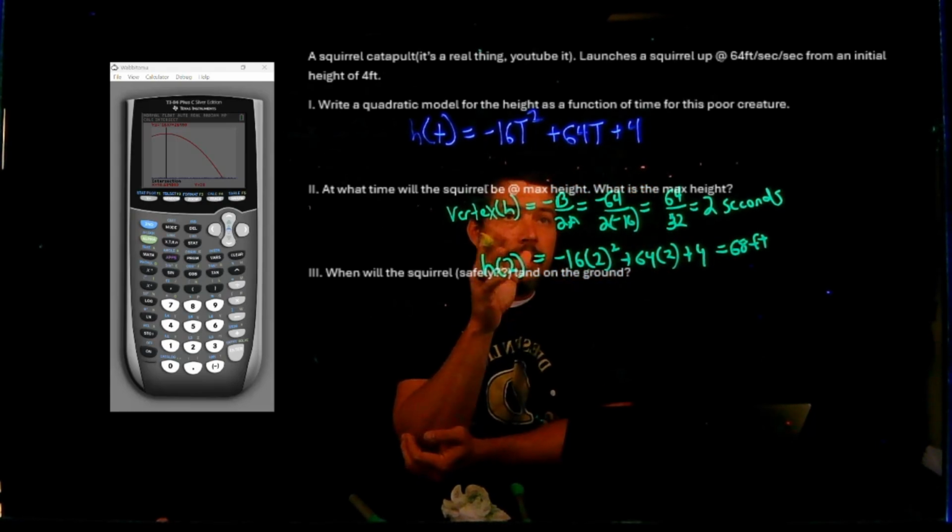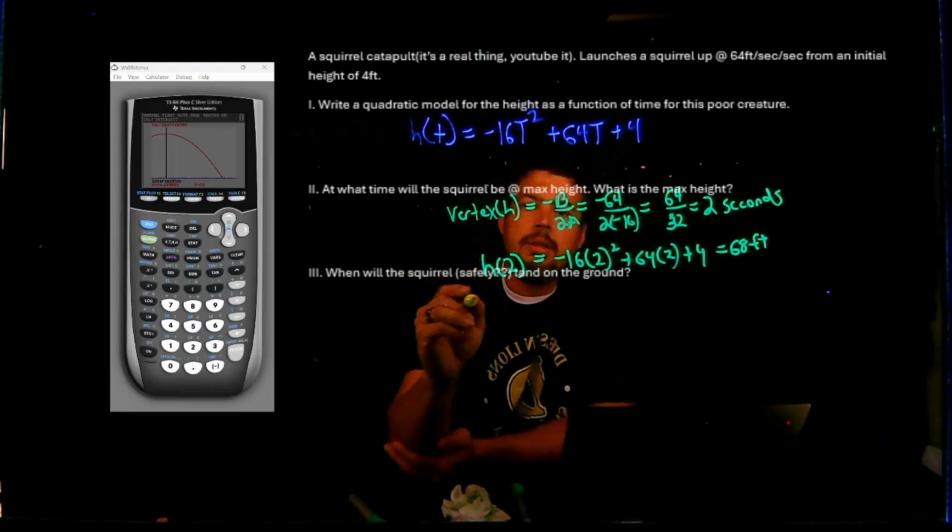When will the squirrel land on the ground? The squirrel lands on the ground when the height is 0.